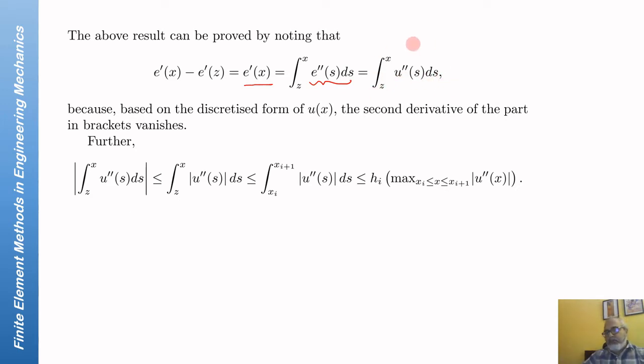So now we use some standard results. The magnitude of the integral of u double prime has to be less than or equal to the integral of the magnitude of u double prime from z to x, which has to be less than, if I replace this by xi and xi plus 1, that. And then this has to be less than hi times the maximum value of u double prime. Of course, this will be less than if you take the maximum value and multiply it by hi. So the maximum value of u double prime multiplied by hi will always be greater than the u double prime integrated from one node to the other.